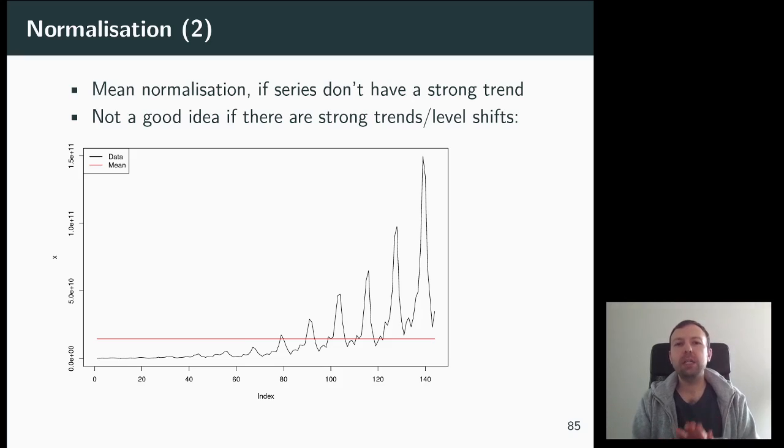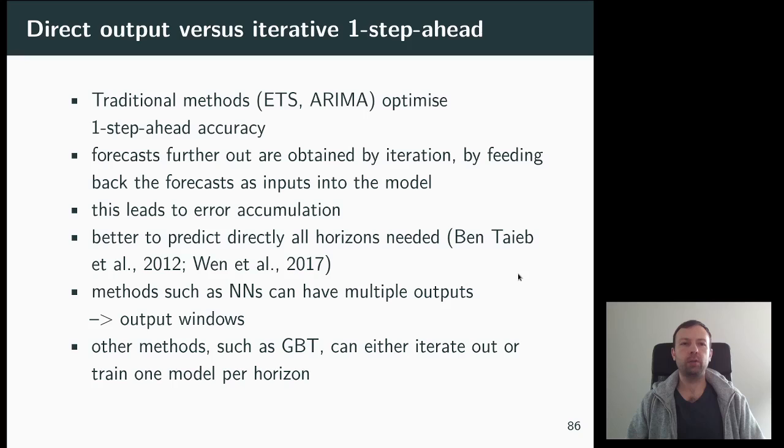What does it mean to do a mean normalization if the series have a strong trend? Look at this series. You see it has this kind of multiplicative seasonality, and it's really growing. Here in red, I'm showing the mean. What does it mean if you normalize, so you divide by this mean? It doesn't mean a lot. These small values will get really small, and these values will stay a lot bigger than the other values. So on this series, just dividing by the mean is not a good idea. This type of normalization won't really do any good.